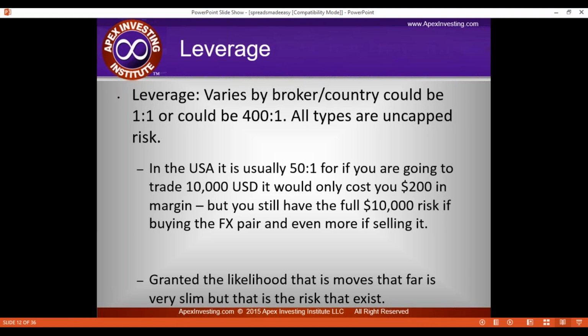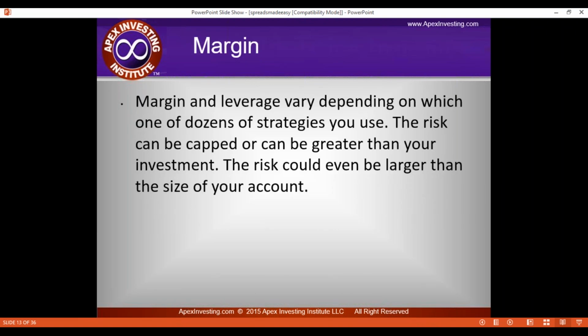Now, granted, it's very unlikely that the market's going to move that far against you, but leverage is being able to only put up a smaller amount but be able to control a larger amount. And that's how you can utilize a smaller account to trade larger instruments. But you do still take on a lot of the risk.